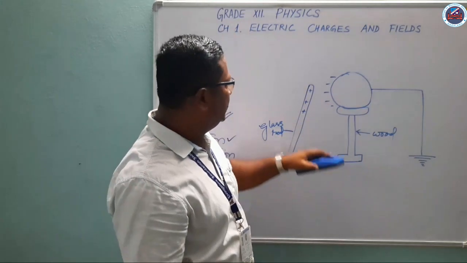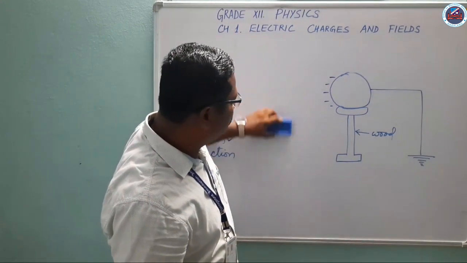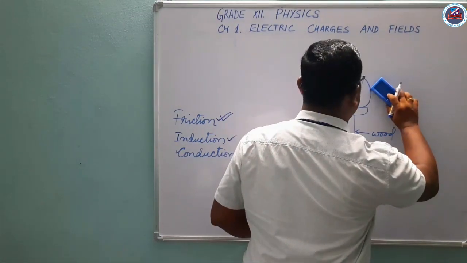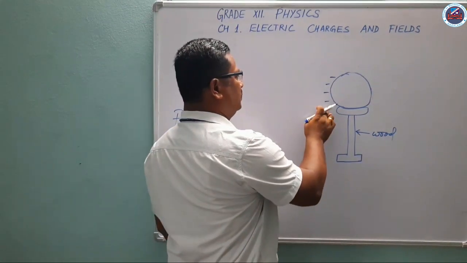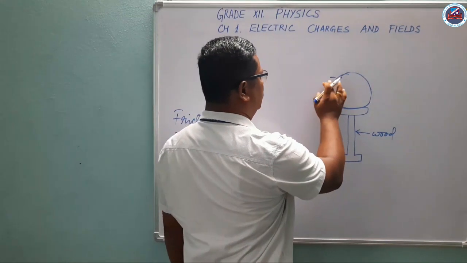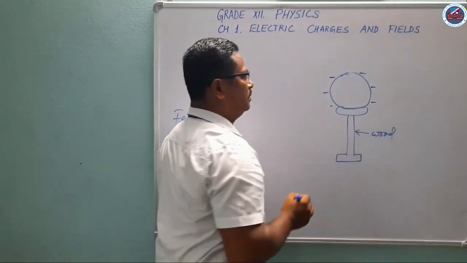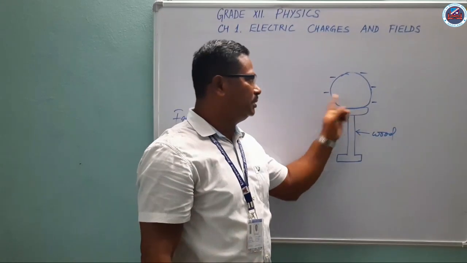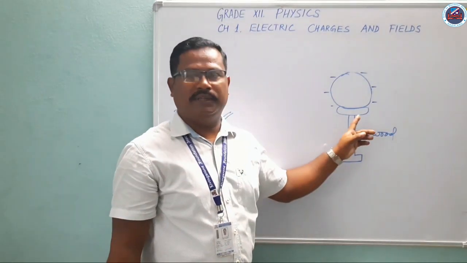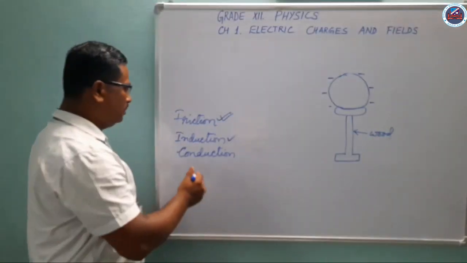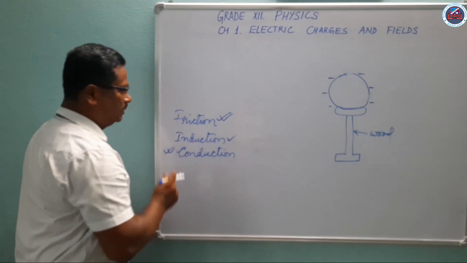And after it gets neutralized, the only charge left in this body is negative now. Now what you have to do is remove the glass rod, remove the earth wire, then again these negative charges, which are appearing on the body of the object, will get spread out, and the uncharged body will become negatively charged. Now let us see the third one, that is conduction.